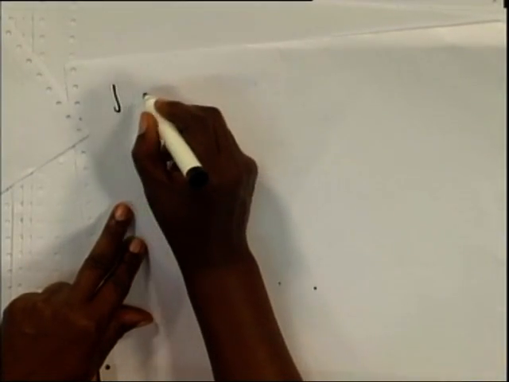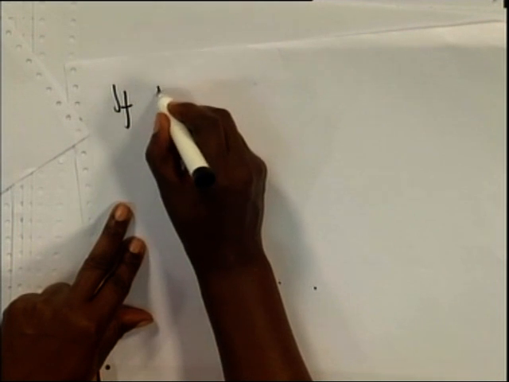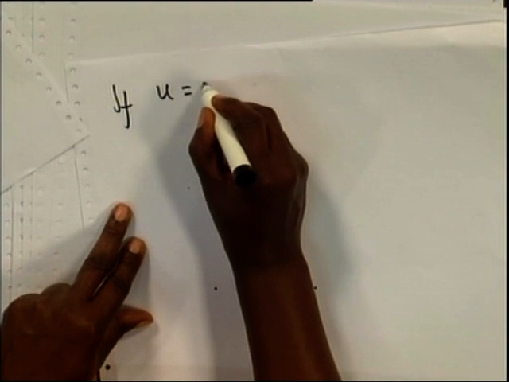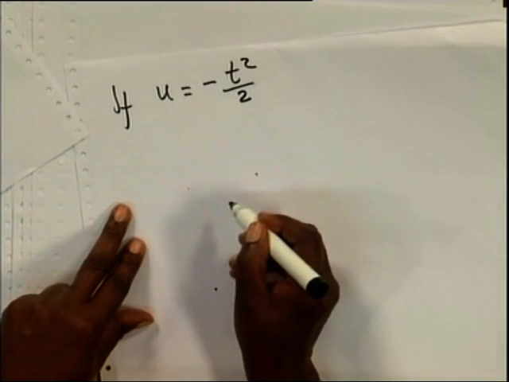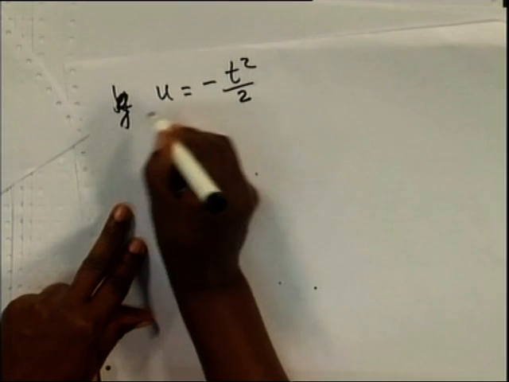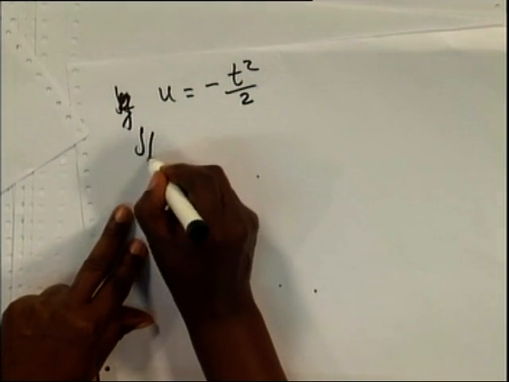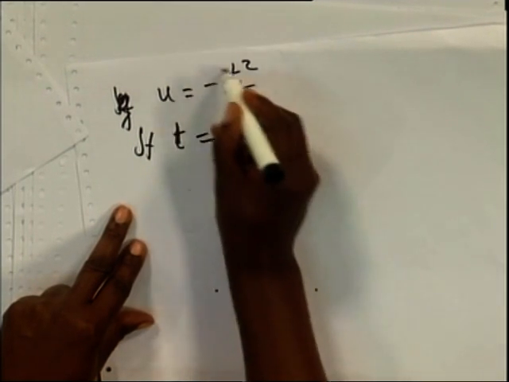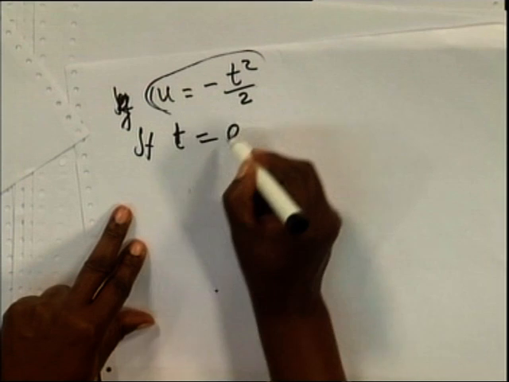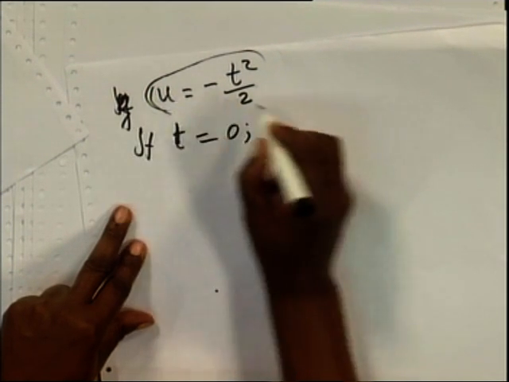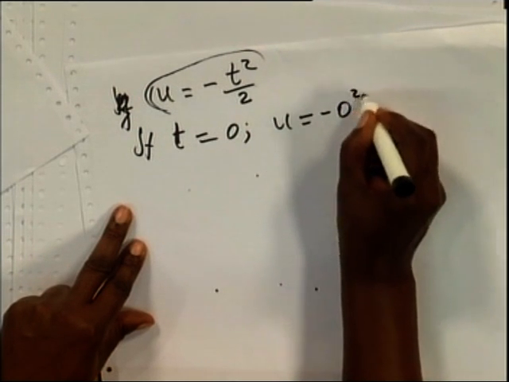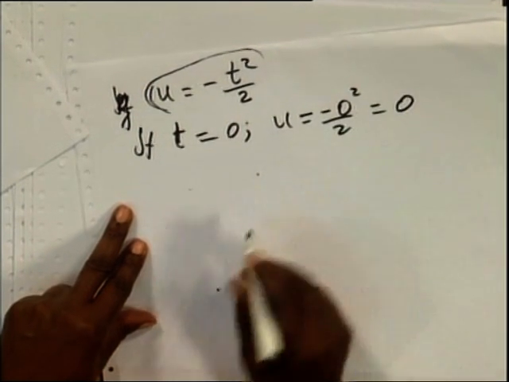Then I'm going to say that since I know that u equals minus t squared over 2, now let u equal to that one, we know. Now if t is equal to 0, using this substitution here, this equation here, if t is equal to 0, then what is u? My u is equal to minus 0 squared over 2, which will equal 0.